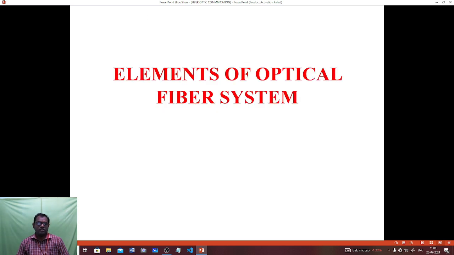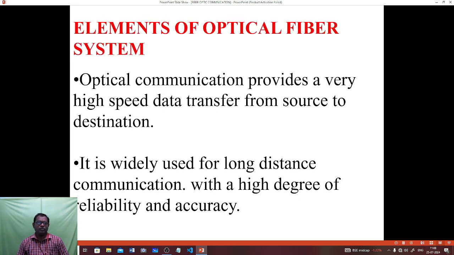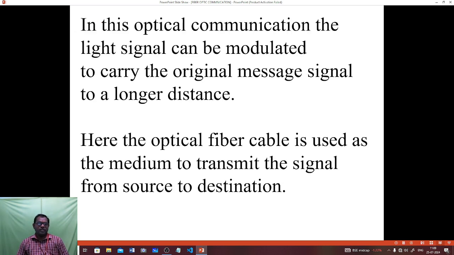Elements of optical fiber system. We know communication has two main blocks, transmitter and receiver. Optical communication provides very high speed data transfer from source to destination through transmitter and receiver. It is widely used for long distance communication with a high degree of reliability and accuracy. The light signal can be modulated to carry the original message signal to a longer distance. Here the optical fiber cable is used as the medium to transmit the signal from source to destination.